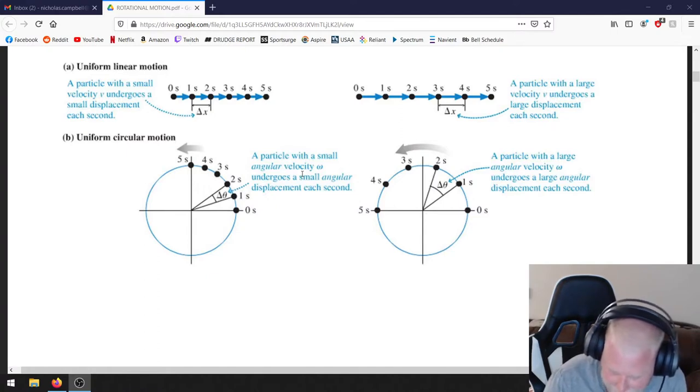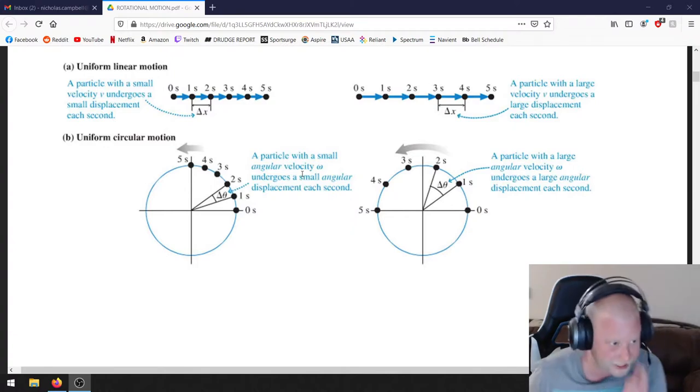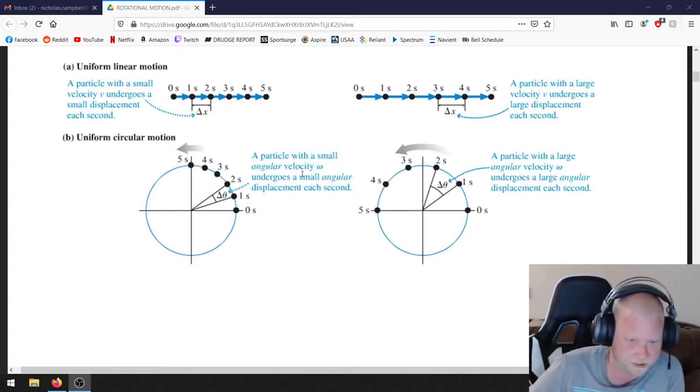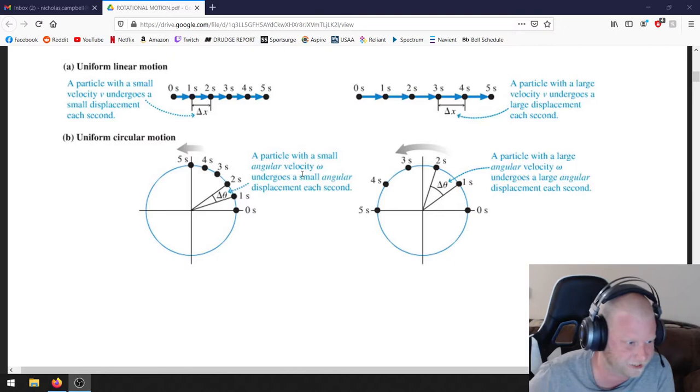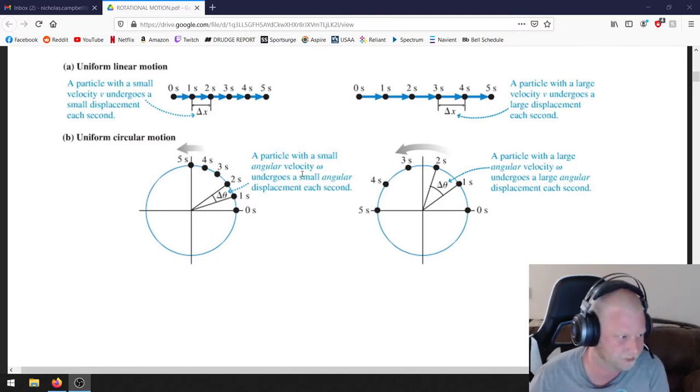So your angular velocity would be your change in angular position over time, which would be pi over 2 radians over 5 seconds. So that'd be pi over 10, so 0.314 radians per second. And again, notice the units there for your angular velocity. It is radians per second, just like in linear velocity, you're dealing with meters per second.